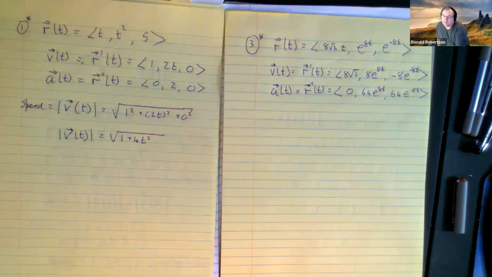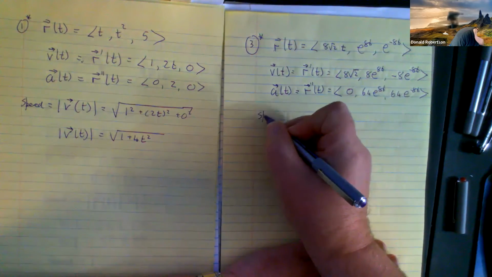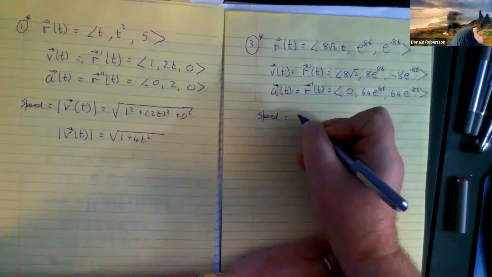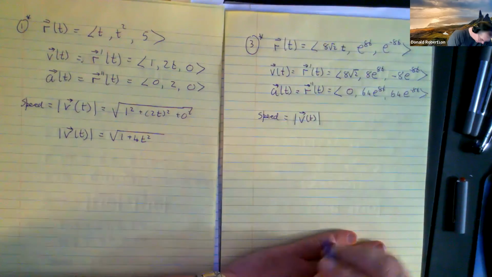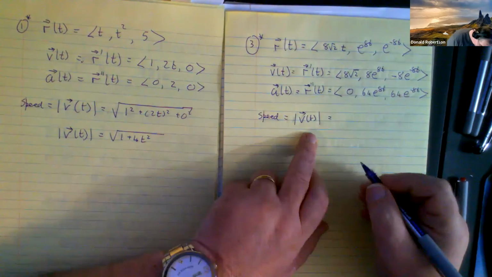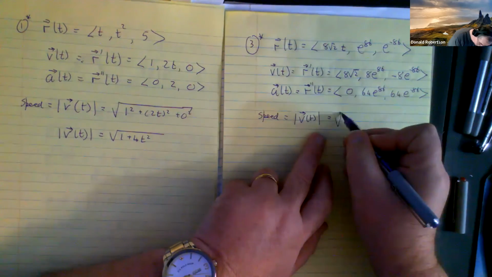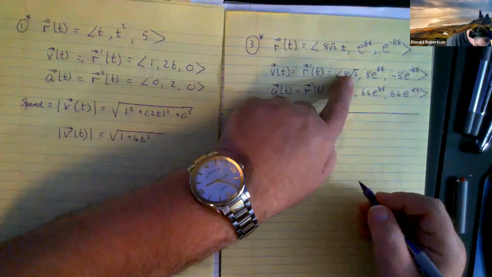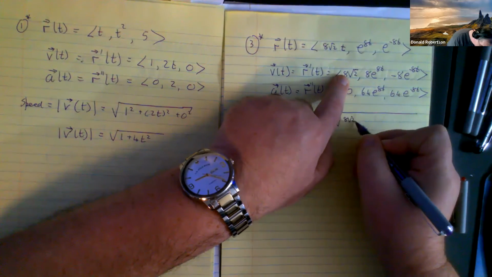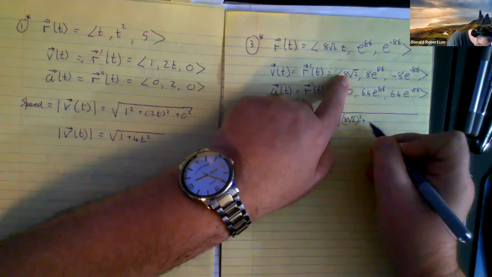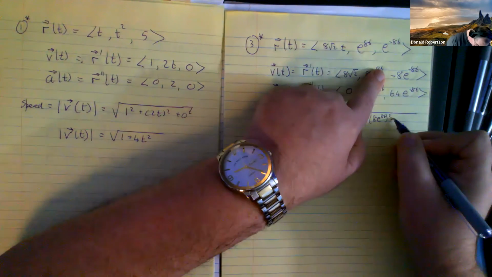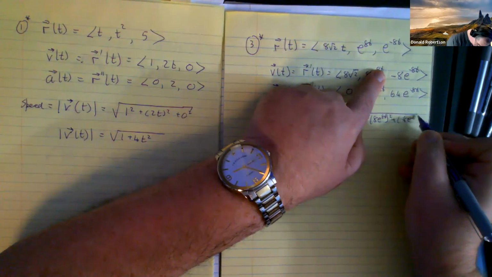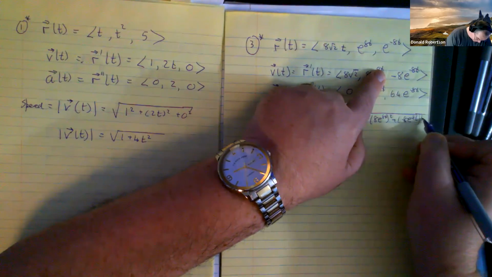Comfortable with that one? Right. So I wish they would call it speed. I'm still going to call it speed. But they ask you for the magnitude of the velocity vector. And that is going to be the square root of this guy squared plus this guy squared plus this guy squared.